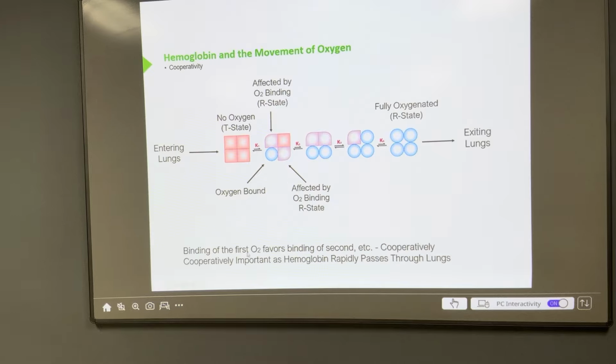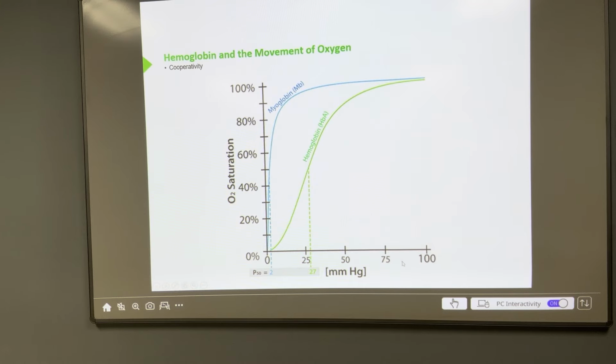So the binding of the first oxygen favors the second, cooperativity, positive feedback. Cooperativity is important as hemoglobin rapidly passes through the lungs. This shows you your sigmoidal curve. You need to remember that hemoglobin has an S-shaped sigmoidal curve. You see, when the partial pressure is 25, the oxygen saturation of hemoglobin is also 25.